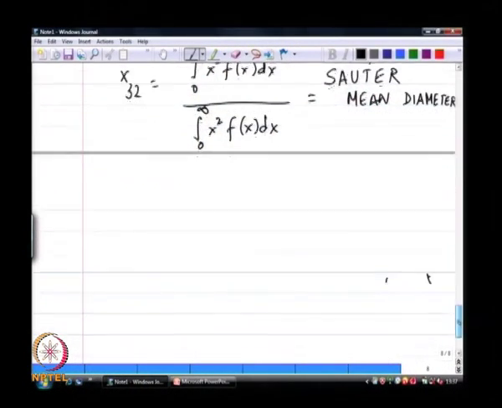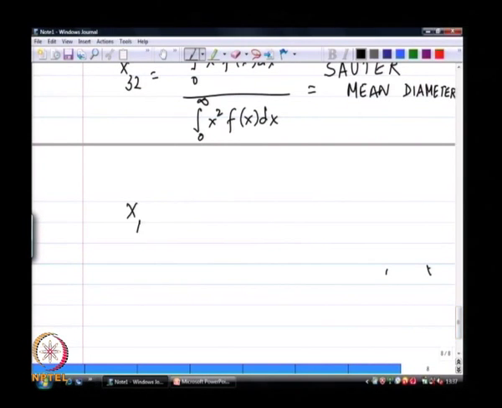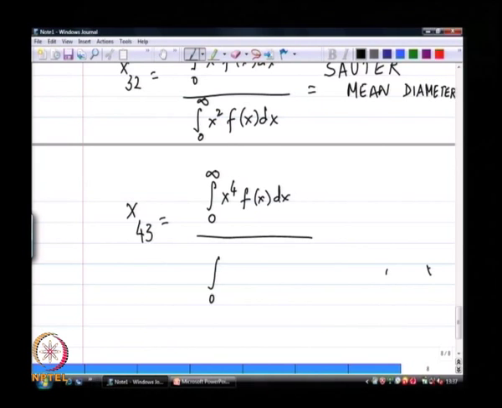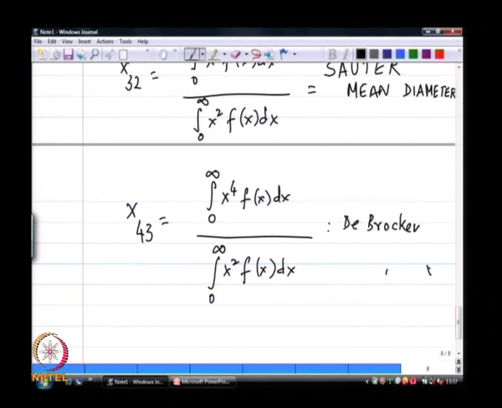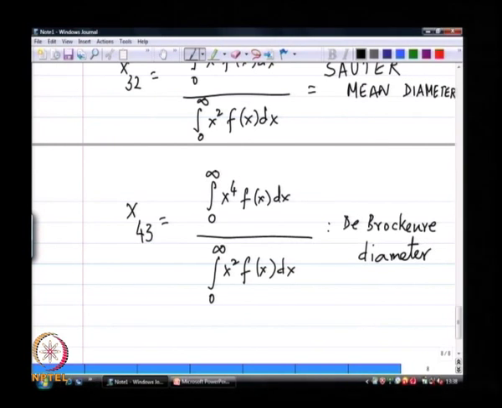Another commonly used measure is called the de Broglie diameter.